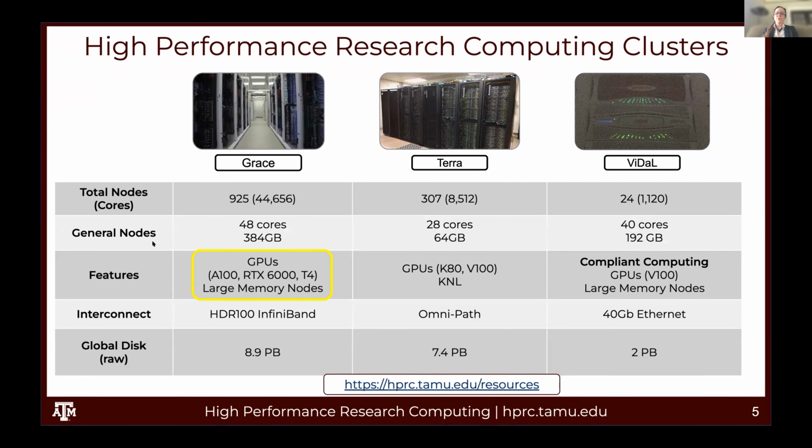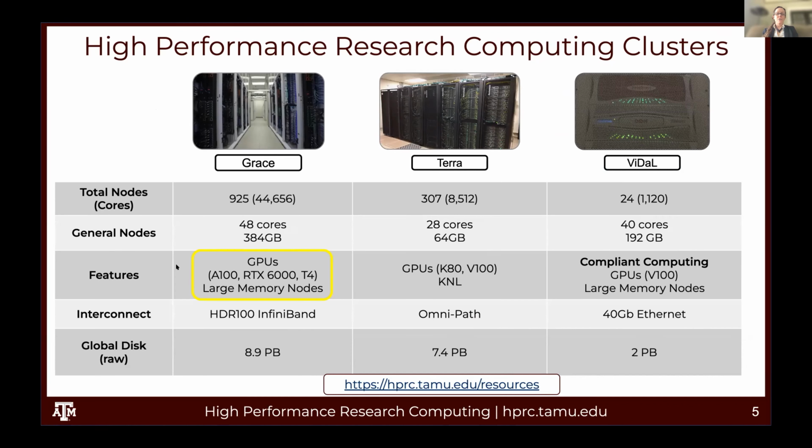So what kind of compute do we currently have? Grace is our flagship system. We have over 44,000 cores, 925 nodes, a good amount of memory per node, 384 gigabytes per node, and 48 cores per node. And the accelerators.